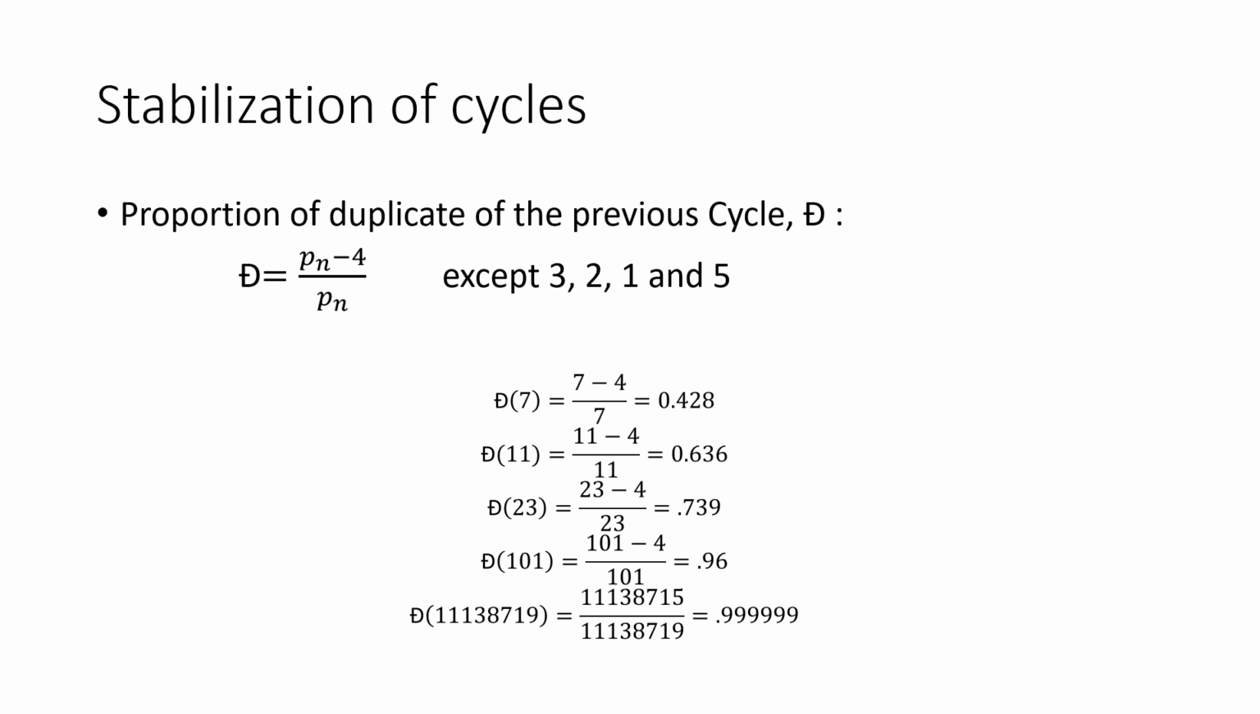That's why I make this new variable. This is called stabilization of cycles, and the variable v for duplicate. We have the prime n minus 4 divided by prime n. That will be the variable of duplicate. So in the cycle of 7 it's going to be 0.428, the cycle of 11 is 0.636, the cycle of 23 is 0.7, and the cycle of 101, that is a prime, 0.96.